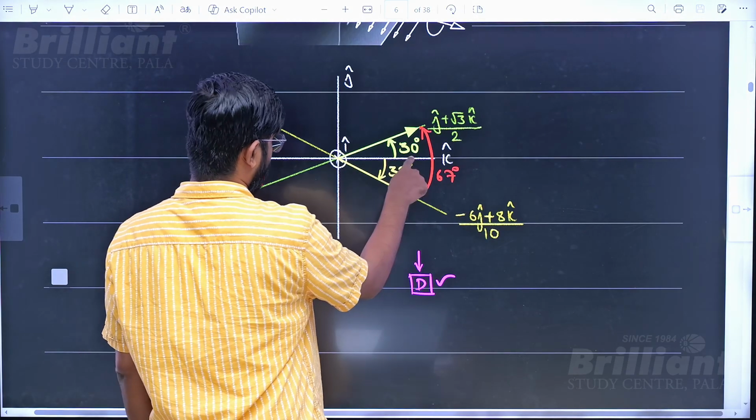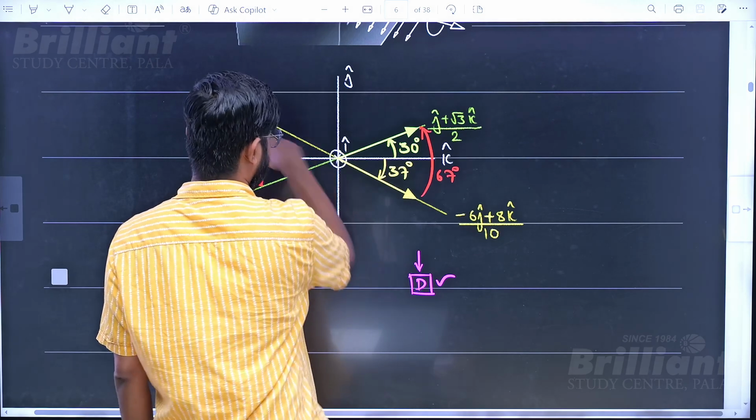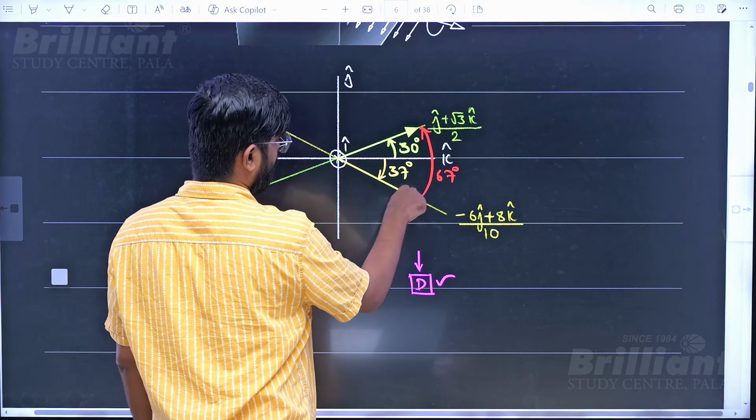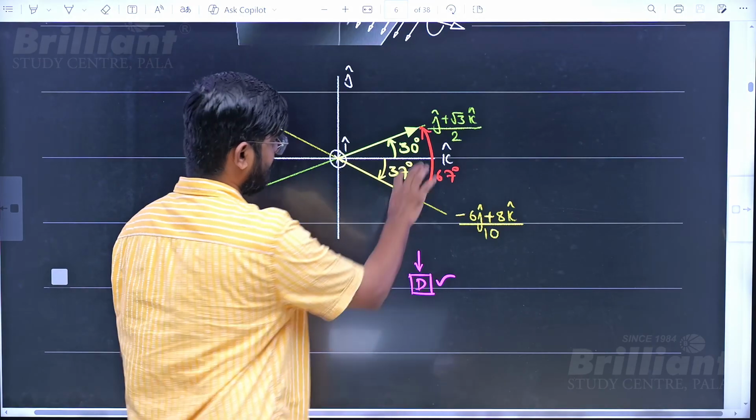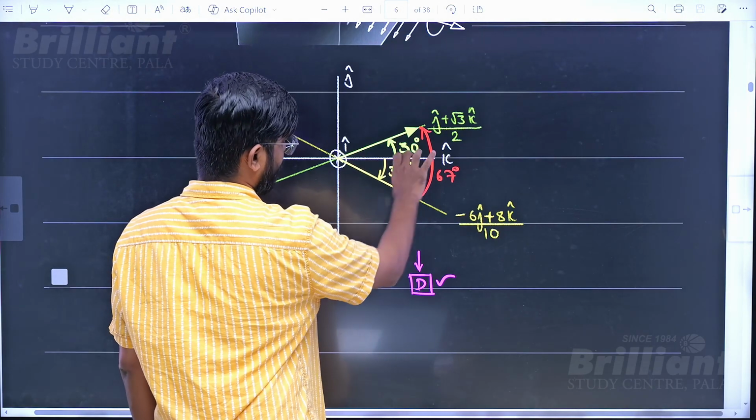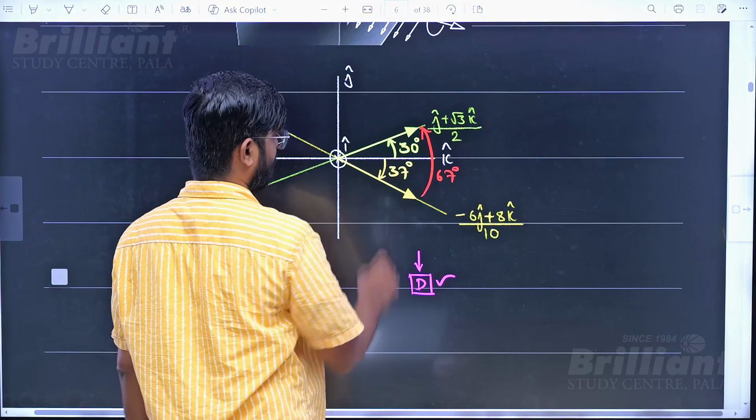Minus 6 j cap and 8 k cap, that electric field will be oscillating along this line. Now what about this angle? That is going to be minus 6 and 8. So tan theta is going to be 6 by 8. So that angle is going to be 37.